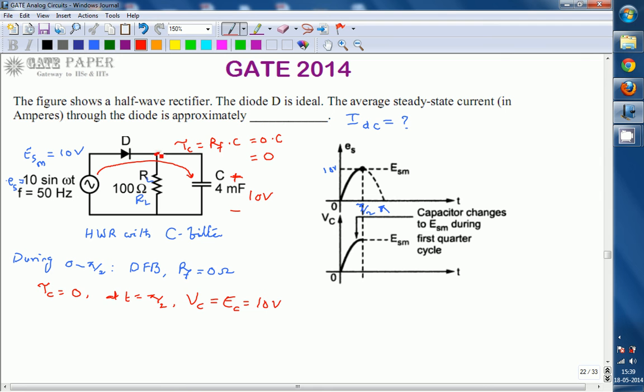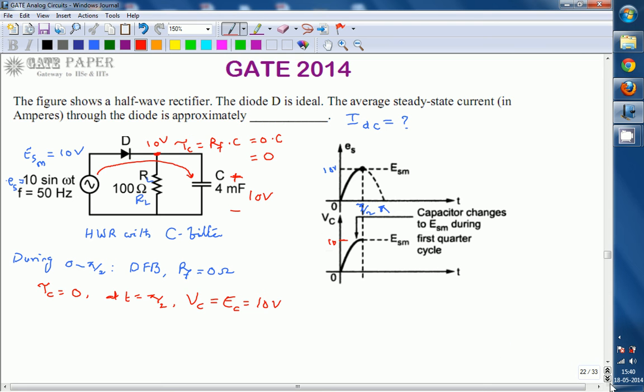So the voltage across this point is nothing but 10 volts, and the input value is also 10, so the diode is acting as a short circuit. So this is what you are going to get, indicated as VC, voltage across capacitor. The capacitor is charging and maintaining the same as the input voltage, and it is charging towards the higher voltage of 10 volts here. This is 10, ESM. Capacitor charges to ESM during the first quarter cycle.